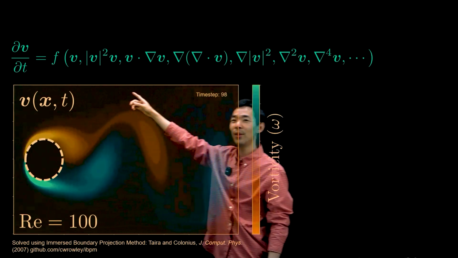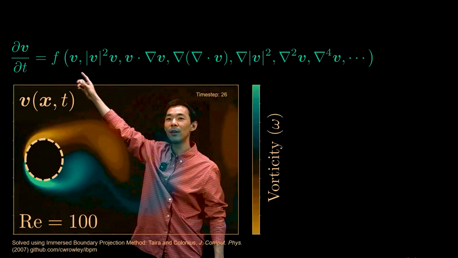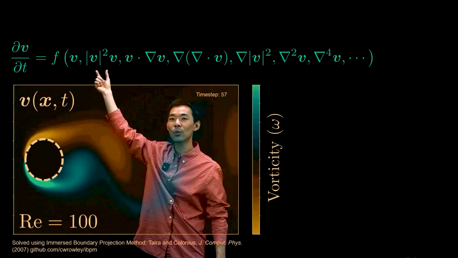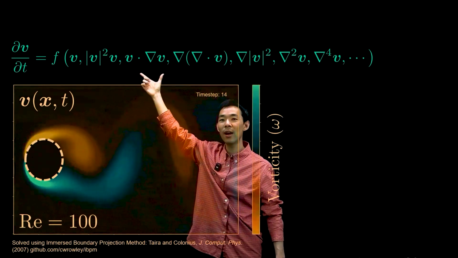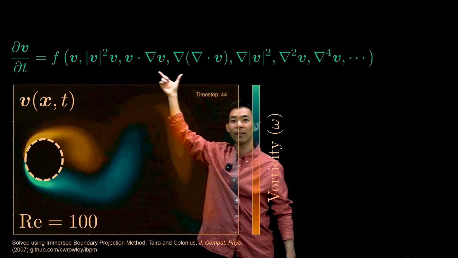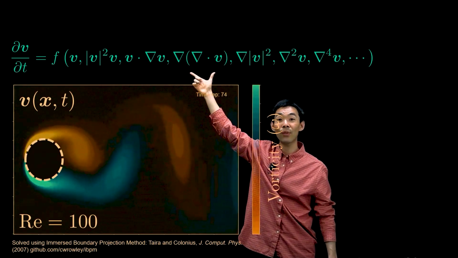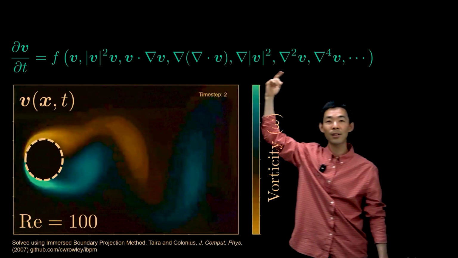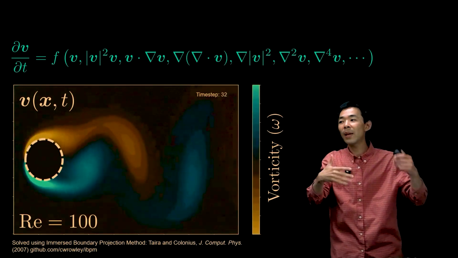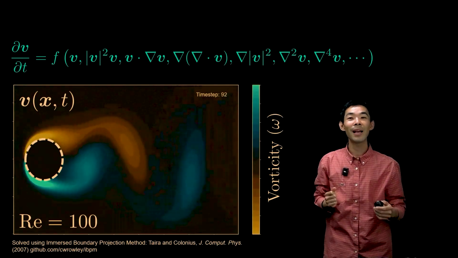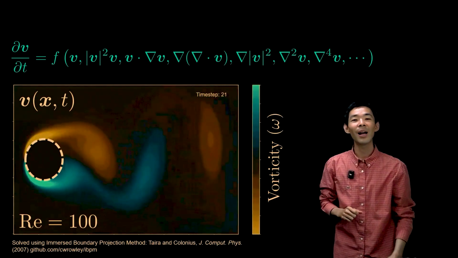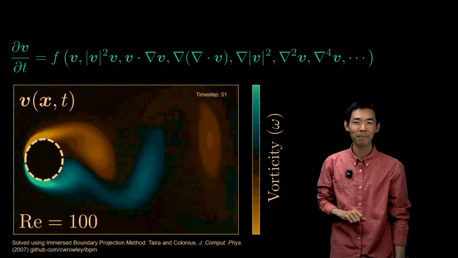For example, you have the normal term v. You could have the square root of v squared times v. This whole thing is a vector quantity. You could have v dot grad v, that's an overall vector. This one is gradient of divergence of v, again a vector, and so on. You can get terms based upon symmetry arguments, the plausible terms that might describe the phenomena in this picture.